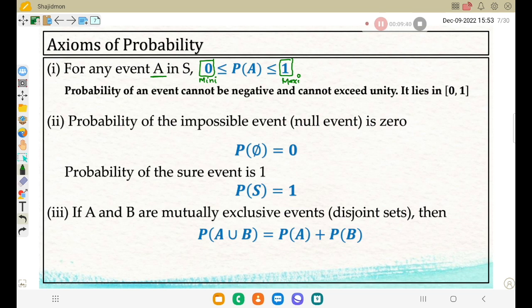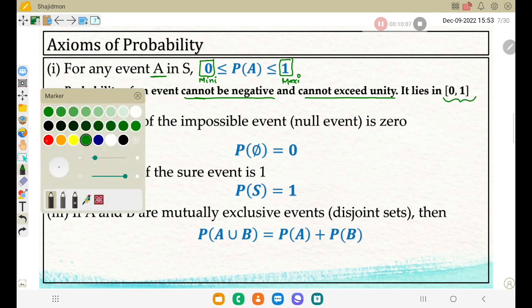0 or 0.1, 0.2, 0.3, 0.5, 0.75, 1, like that. Maximum 1, minimum 0. That means the probability of an event cannot be negative. Negative is not possible because it cannot be less than 0, correct? And it cannot exceed unity. More than one is also not possible. Unity means one. It lies between the numbers 0 and 1, correct?